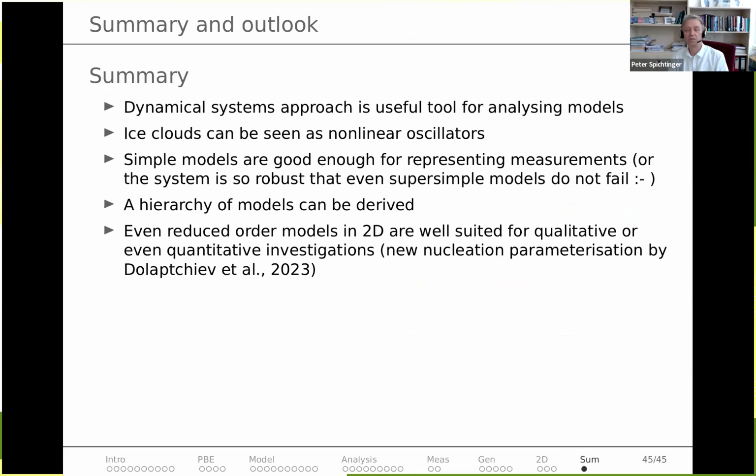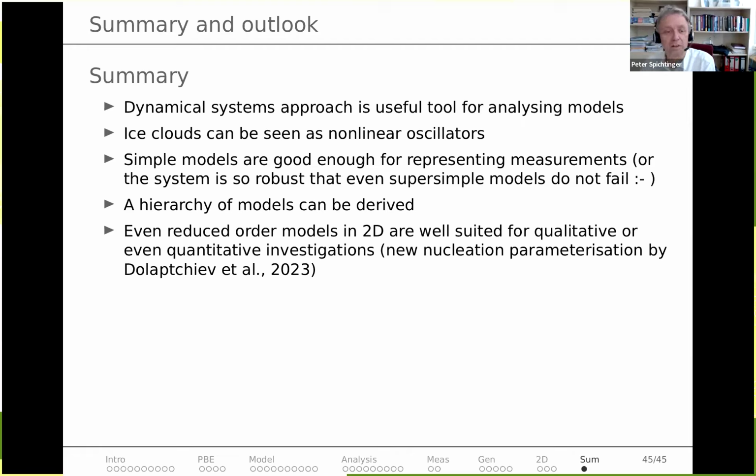So this is the end. I apologize for being a bit too late or too long. I tried to convince you that this dynamical systems approach is a useful tool for analyzing these models. We find that ice clouds can be seen as nonlinear oscillators. These simple models are good enough for representing the measurements, or the system is so robust that even these super simple models do not fail.